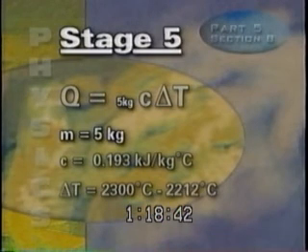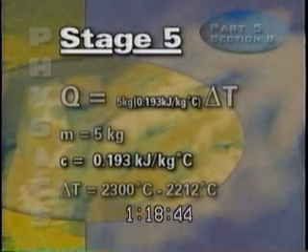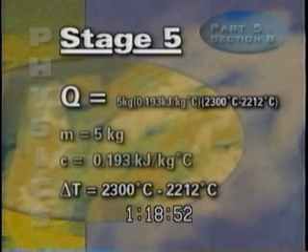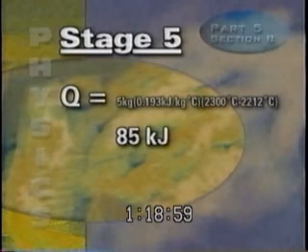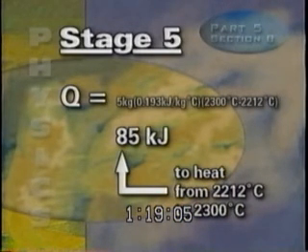Q equals 5 kilograms times the specific heat capacity of silver gas, 0.193 kilojoules per kilogram degrees Celsius, times 2,300 degrees Celsius minus 2,212 degrees Celsius, and we get 85 kilojoules, which is the amount of heat it takes to complete stage 5, and heat the gaseous silver from 2,212 degrees Celsius to 2,300 degrees Celsius.